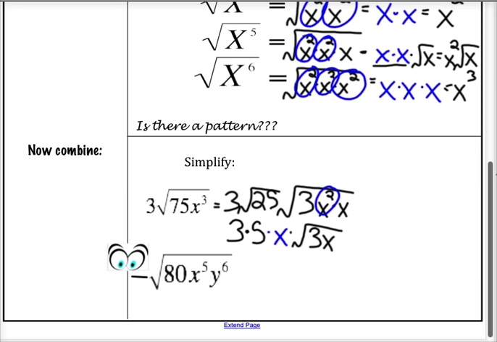Now, to make the outside look a little bit cleaner, 3 times 5 gives us 15. So on the outside, we have 15x. And on the inside, we have 3x. And that is what we're going to consider our simplified expression.